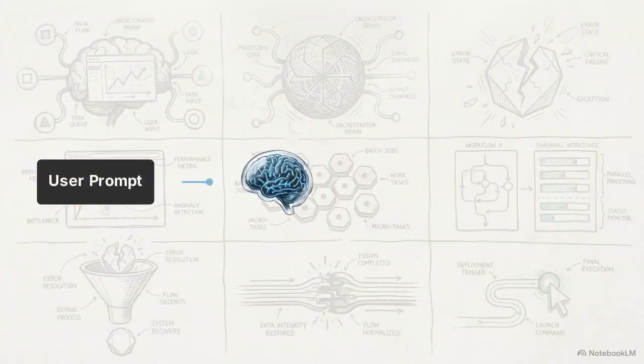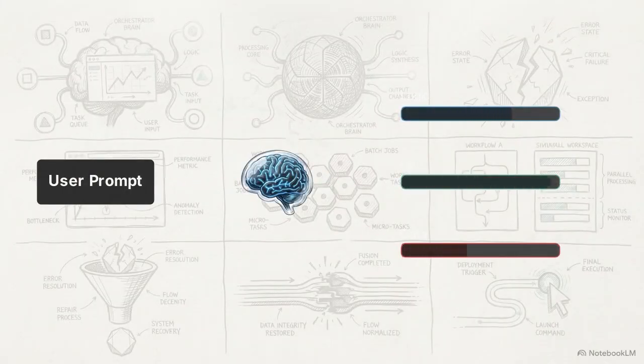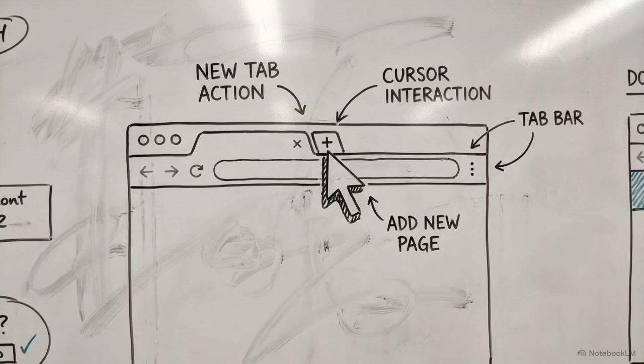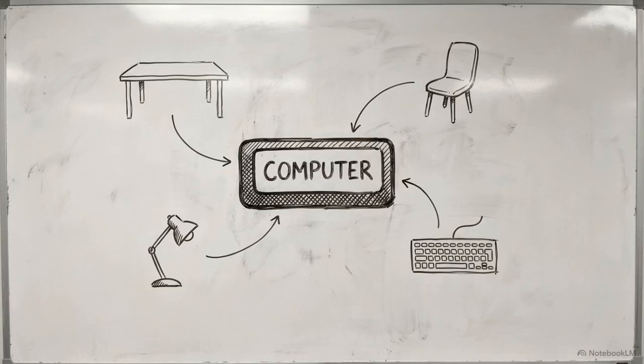This workflow allows the AI to manage the entire workload autonomously, removing the need for you to oversee every individual step of the technical execution. First, open a new tab in the Comet browser. Locate the Computer button on the interface to enter the minimal workspace.